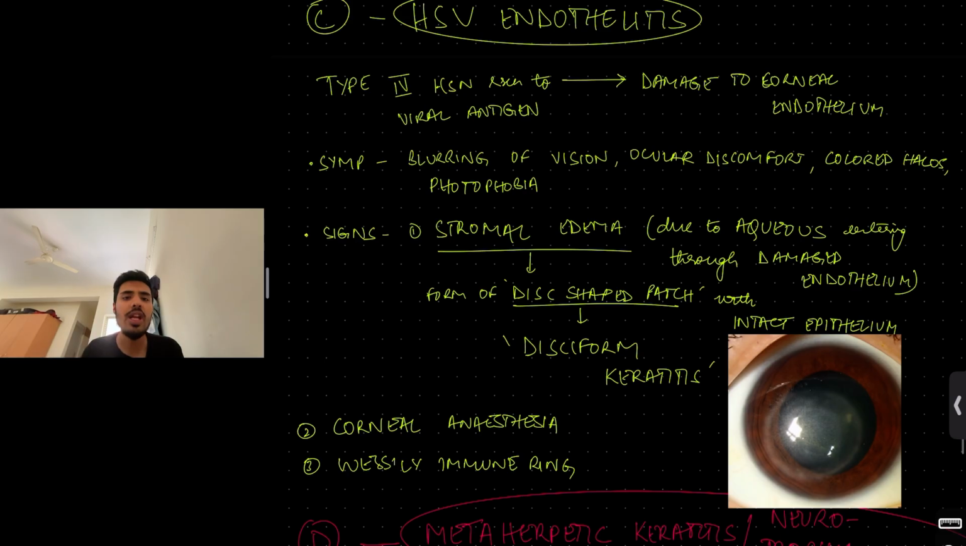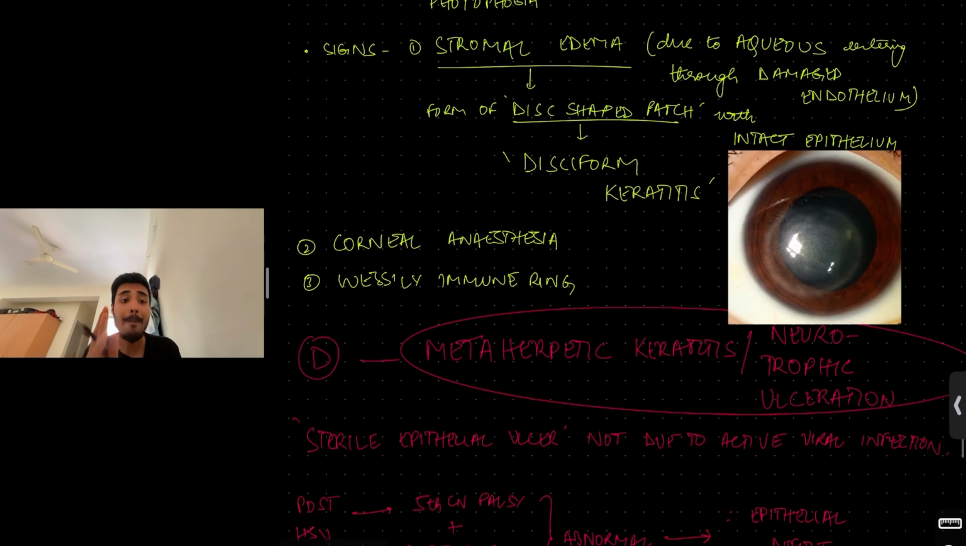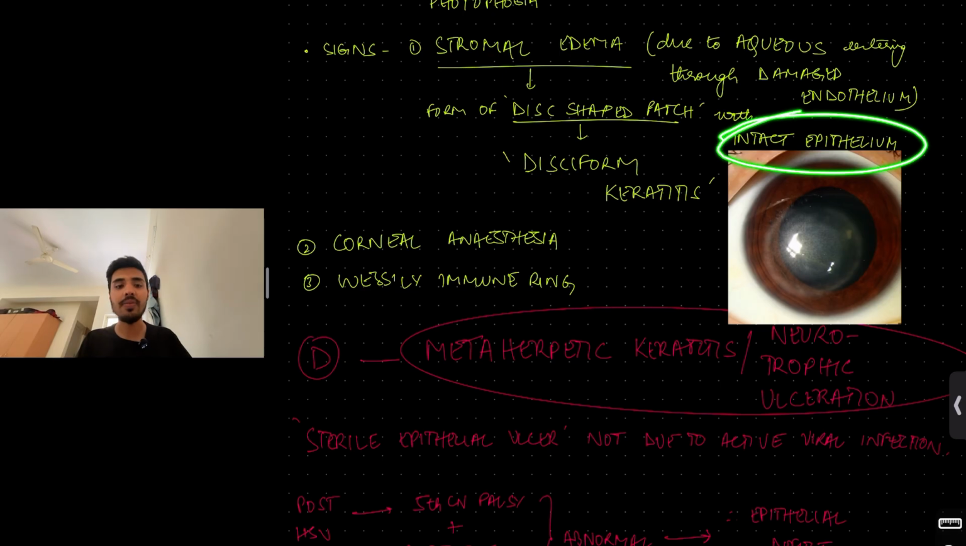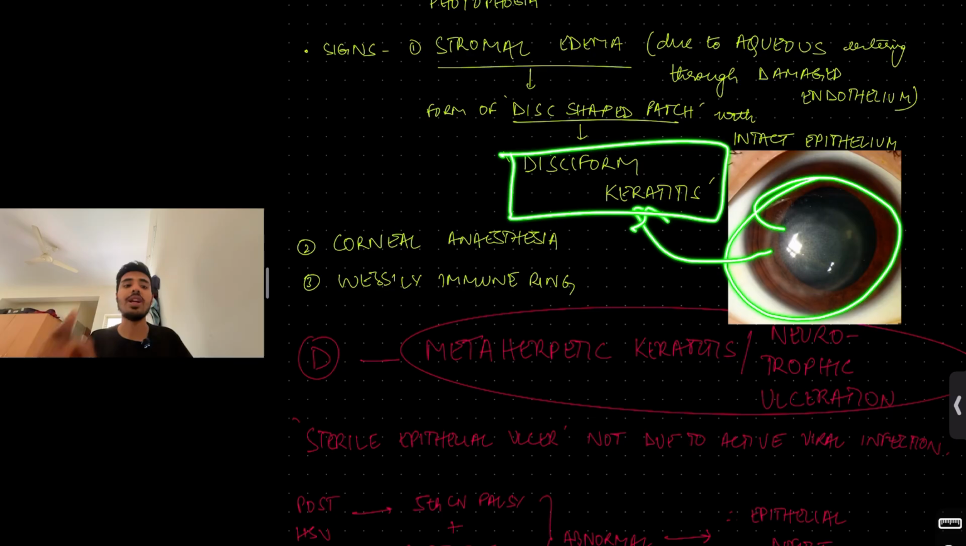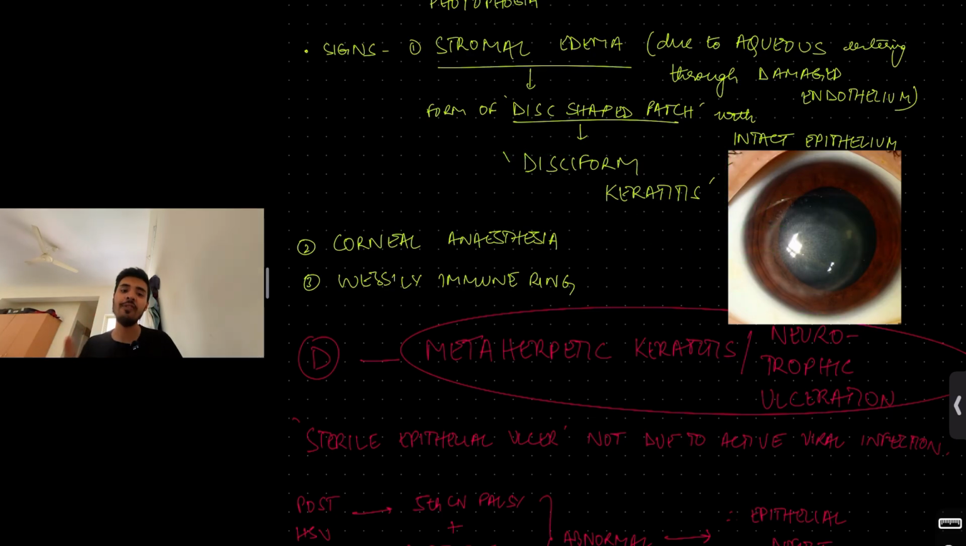Why? We know that the corneal endothelium prevents the aqueous humor from entering the corneal stroma. But in HSV endothelitis, the corneal endothelium is damaged. So now there is stromal edema, accumulation of water in the stroma. And the stromal edema in HSV endothelitis is in the form of a disc-shaped patch. The epithelium is still intact; it is underneath an intact corneal epithelium. The edema is in the stroma, in the form of a disc-shaped patch. Hence, it is known as disciform keratitis. So HSV endothelitis leads to disciform keratitis.